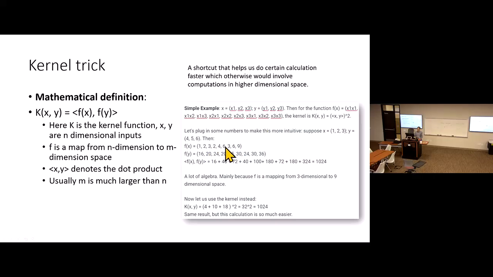Okay, you transform this to this and transform y to this. The dot product between this transformed version, the dot, you get the result 1024. Okay.